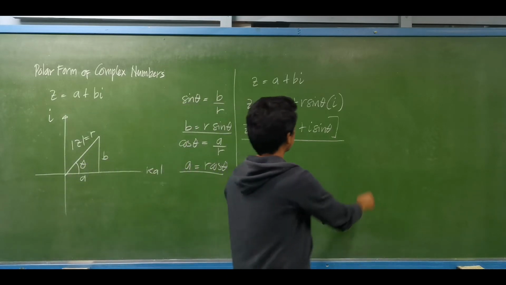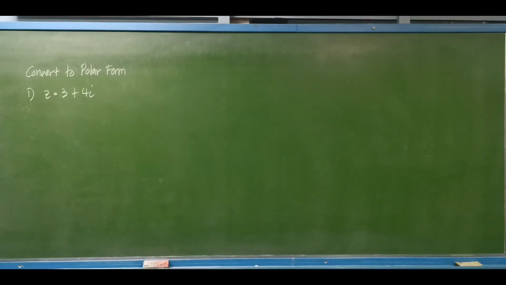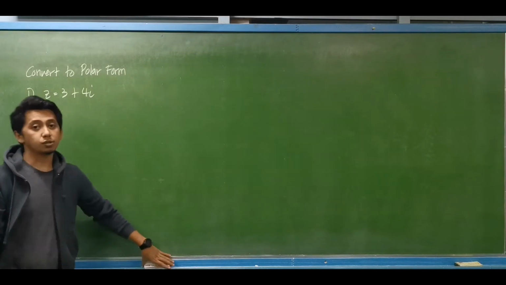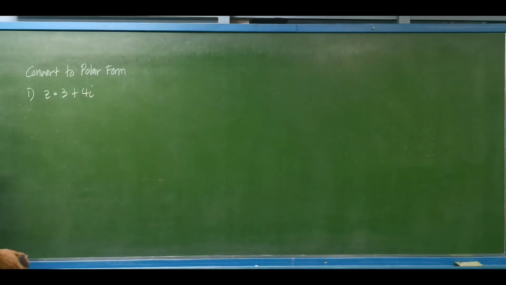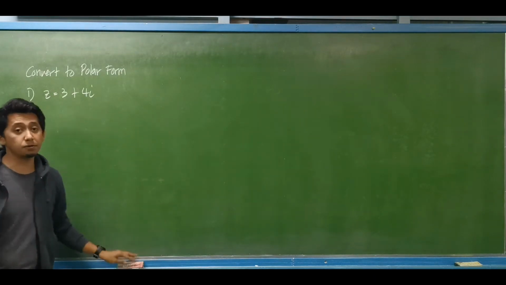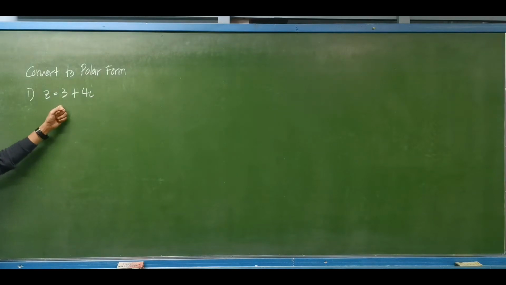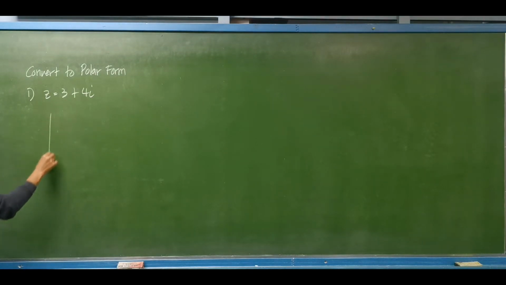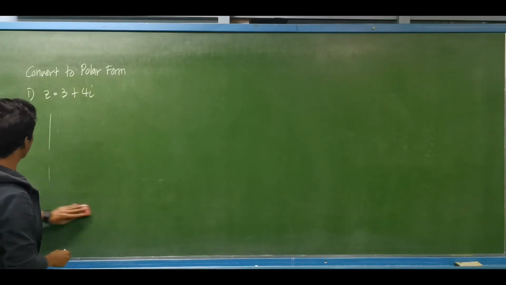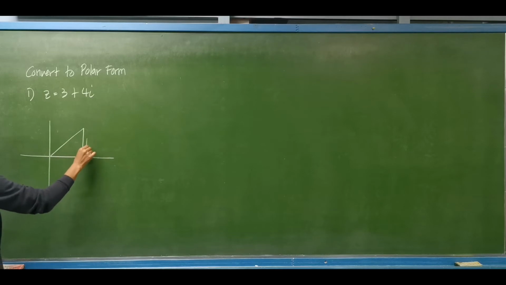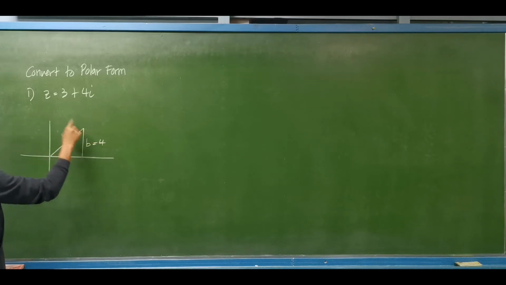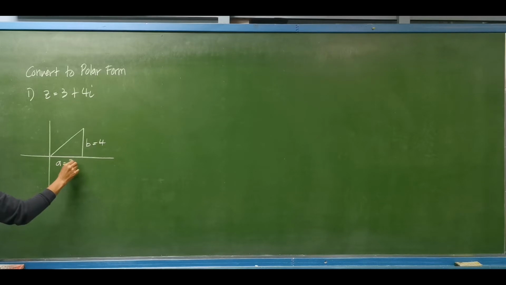So example. Let's have examples converting a rectangular form of a complex number to a polar form. So let's have this first example. We have the complex number z is equal to 3 plus 4i. If we are to plot that, this complex number lies on quadrant number 1. So we have the value of b on the imaginary part is 4. The value of a on the real part is 3.